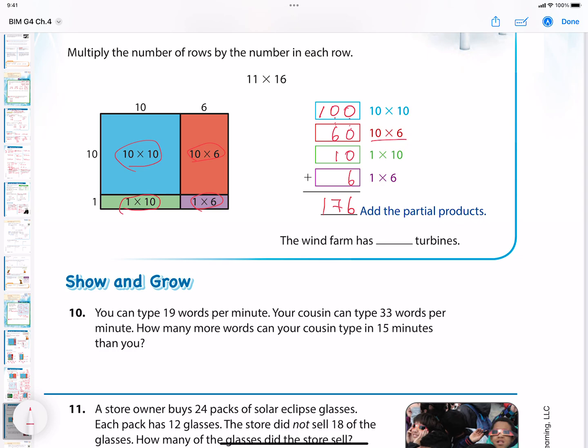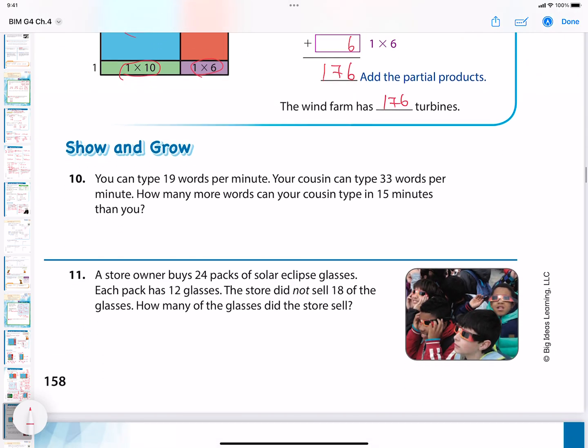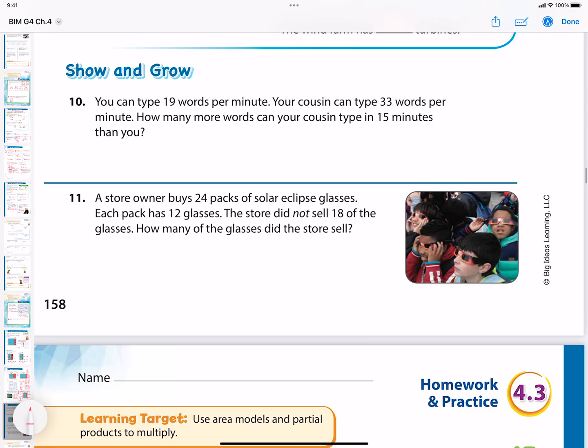All right, when you add them all together, it's going to be 176 turbines. All right, 2 more questions to go. You can type 19 words per minute. Your cousin can type 33 words per minute. Wow, faster than you. And how many more?